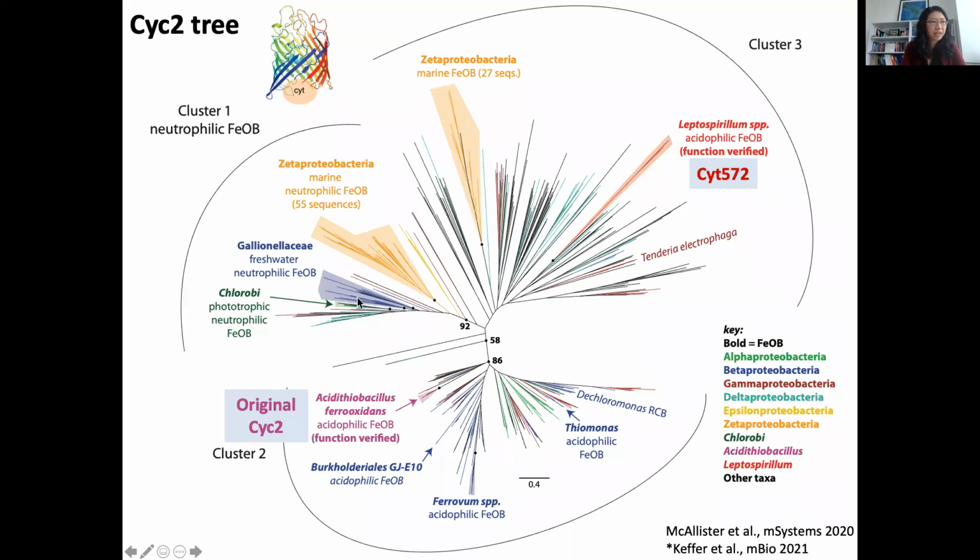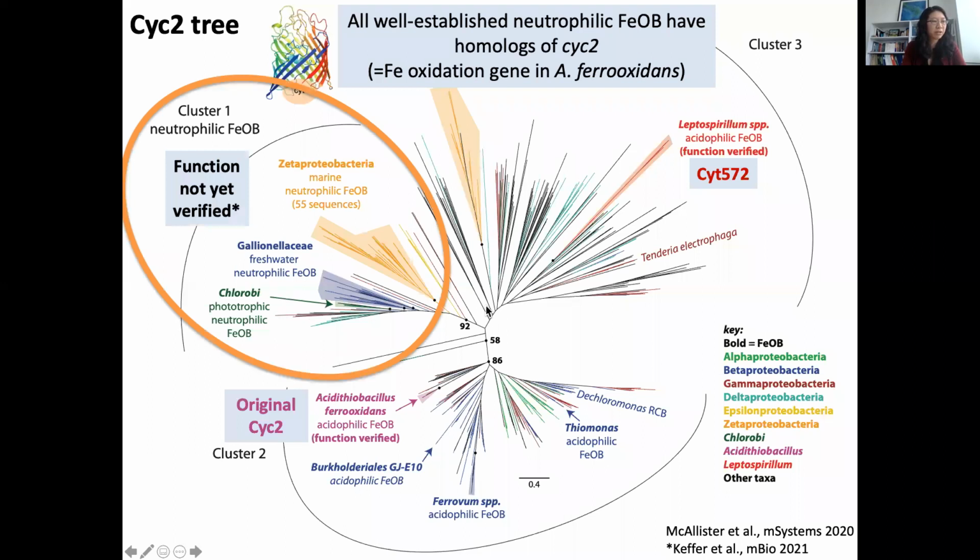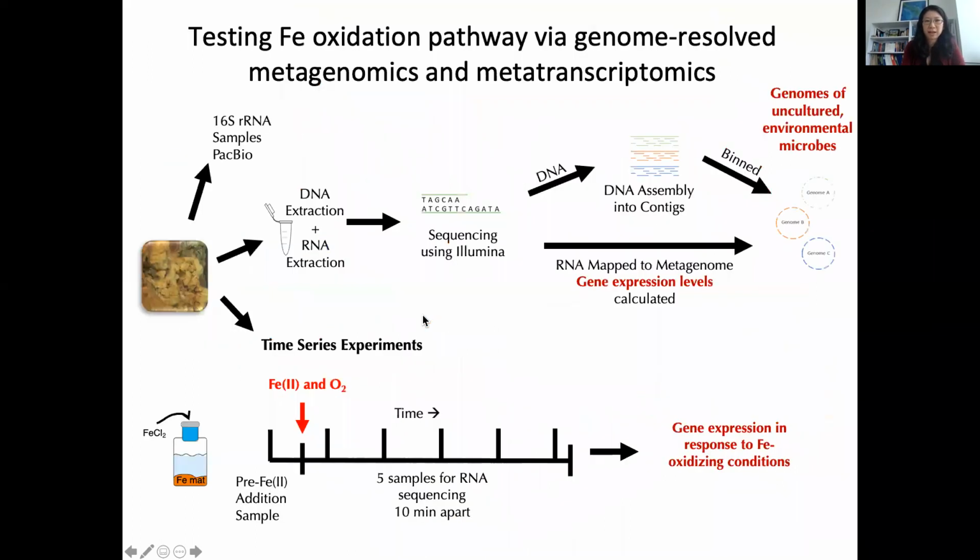And because it's so far away from these functionally verified ones, we wanted to find out, do these oxidize iron? Because if they do, then we can use this gene to detect iron oxidation activity. And also there are other branches here, to determine if these are also putative iron oxidizers. Normally you would do this in an isolate, and we will come to that later.